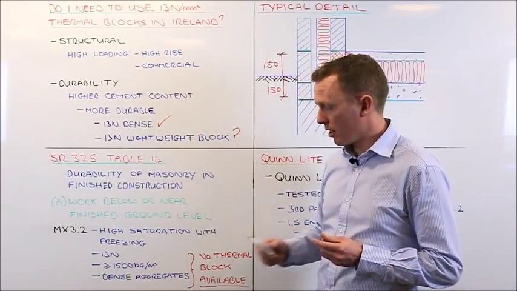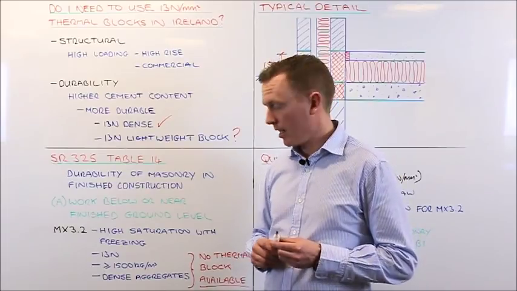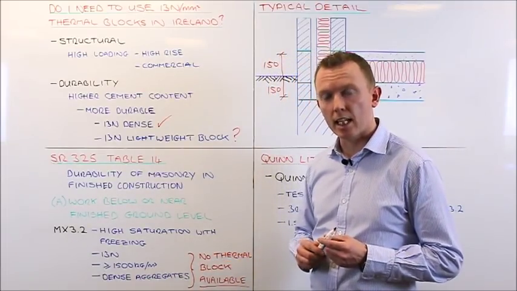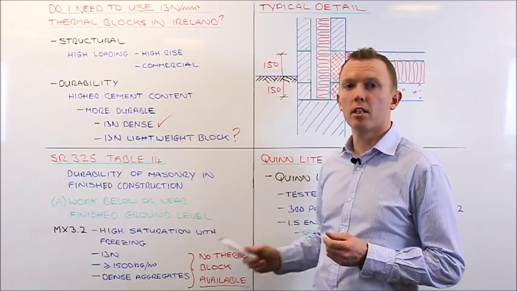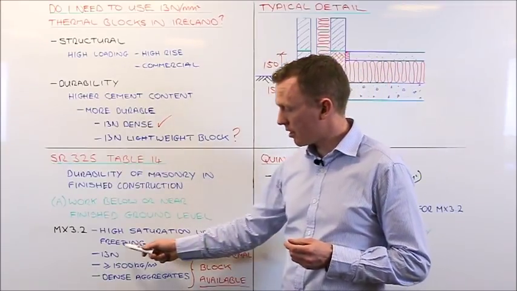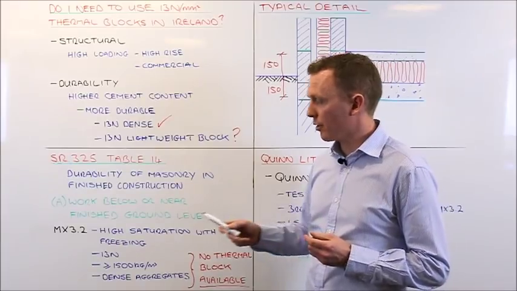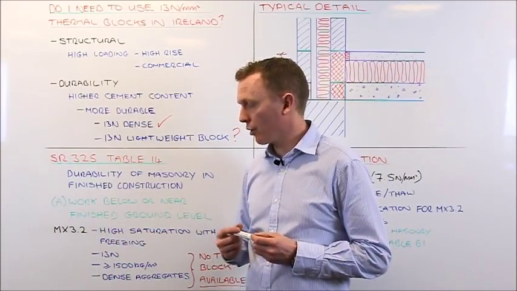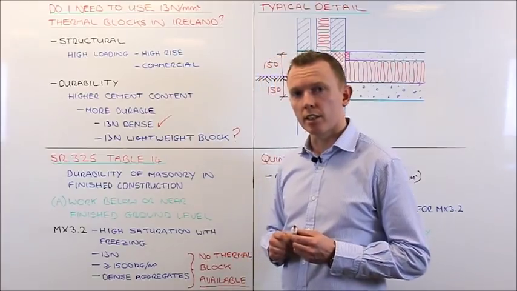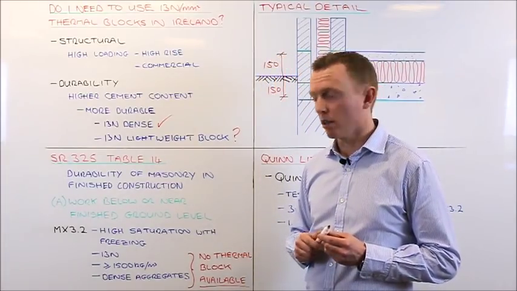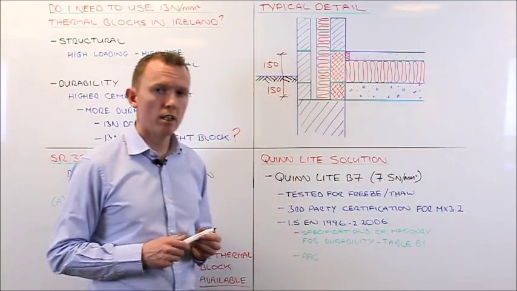But the other requirements are: the block needs to be greater than 1500 kgs per cubic meter in density, and it needs to be manufactured with dense aggregate blocks. And currently there's no thermal block available on the market in Ireland which meets all three requirements. Now there is a solution to MX 3.2 if you need a thermal block that meets this condition. Our Quinn Lite block is suitable and certified for use. So we look now at why that is.